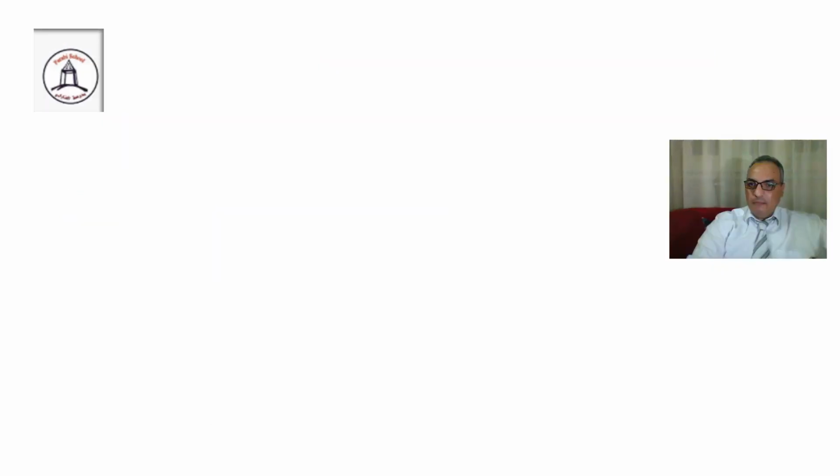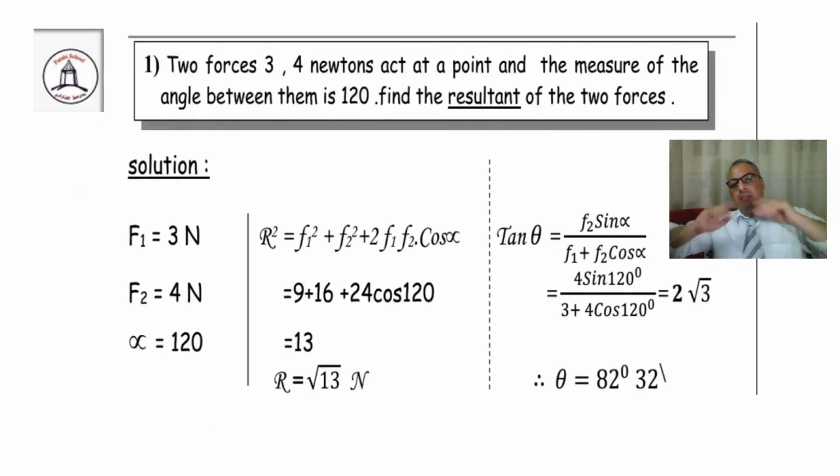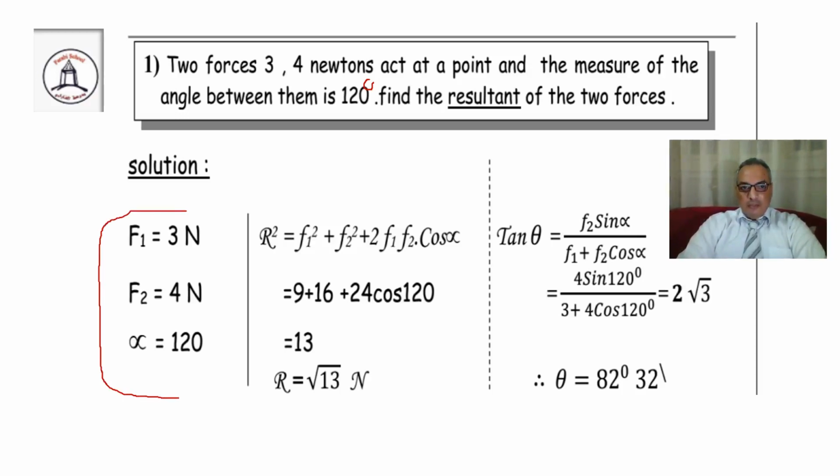For example, two forces of 3 and 4 Newtons act at a point and the measure of the angle between them is 120 degrees. Find the resultant of the two forces, and the angle theta, or direction of the resultant, with the first force. Always the direction of the resultant is with the first force F1.